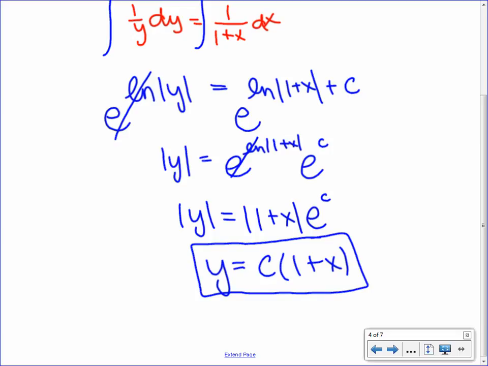This step from here to here will pop up quite a bit when we are solving this. Okay, with the e to the c. Okay, is everyone okay with why we took e to the c and made it just c? Still a constant. A constant is standing for a specific value. Okay, so if we take c and add it to c, we still get a constant. Okay, thank you. E to the c, still a constant.